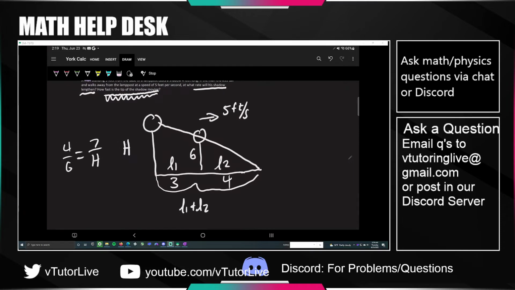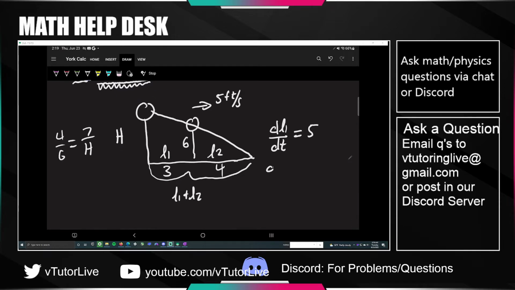So let's think about what the problem gives us and what the problem is asking us to find. If we know that the man is moving at 5 feet per second relative to the lamp, that's essentially saying that dL1 over dt is equal to 5, right? That's basically saying that the rate of change of this length right here is 5. Hopefully so far so good. The second thing we're trying to find is the derivative of L2 with respect to time, basically the rate of change of the shadow the man is casting with respect to time.